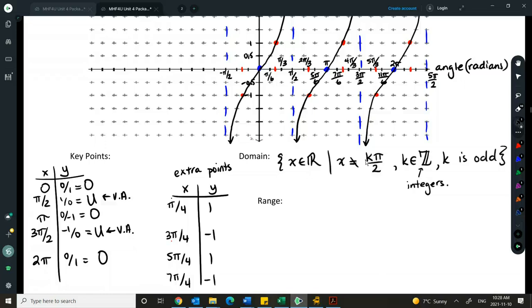All right. Are there any restrictions on the y's? Bottom boundaries, top boundaries? No, it just goes down forever and up forever. So for the range, that one's nice and easy. We'll just say y is from the set of all real numbers.